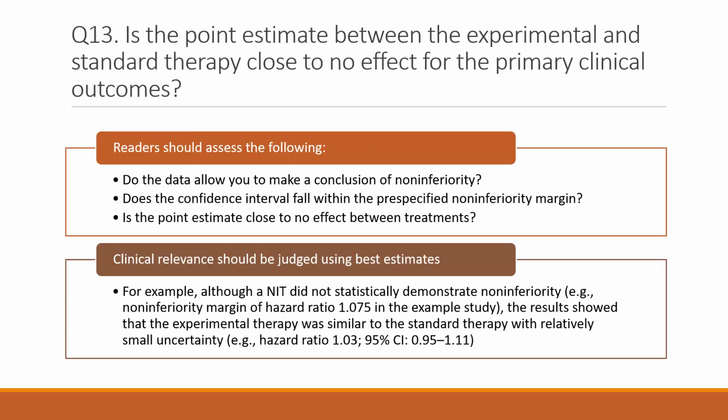Question 13. Is the point estimate between the experimental and standard therapy close to no effect for the primary clinical outcomes? Readers should assess the following. Do the data allow you to make a conclusion of non-inferiority? Does the confidence interval fall within the pre-specified non-inferiority margin? And is the point estimate close to no effect between treatments, such as a hazard ratio of 1 and risk difference of 0? Clinical relevance should be judged using best estimates.